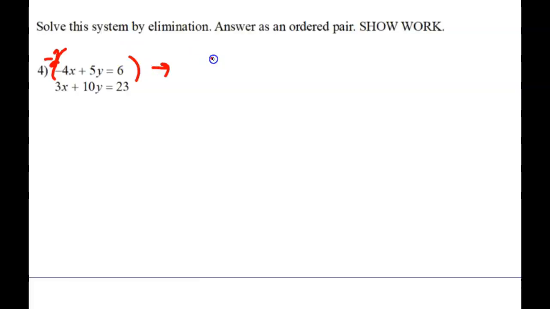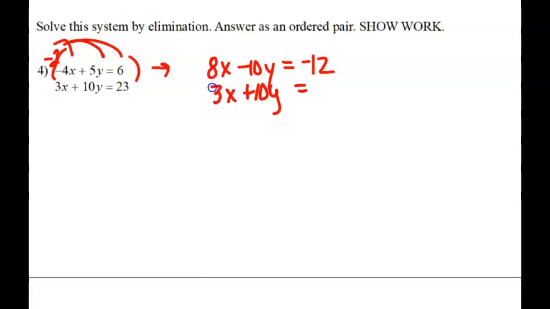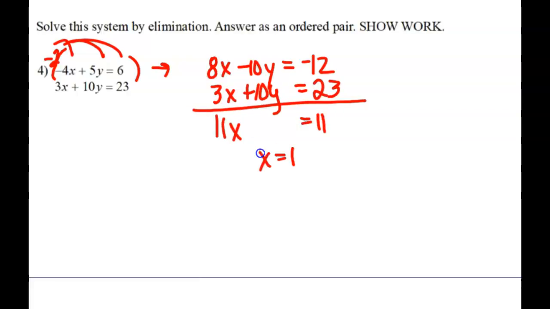negative 2, which will make it a positive 8x minus 10y equals negative 12. It has to go the whole way. Don't forget that last piece. And then we had a 3x plus 10y equals 23. When you add, you get 11x equals 11. So x equals 1.